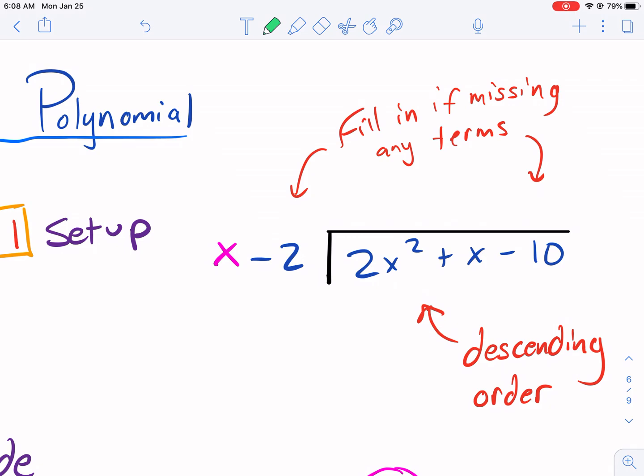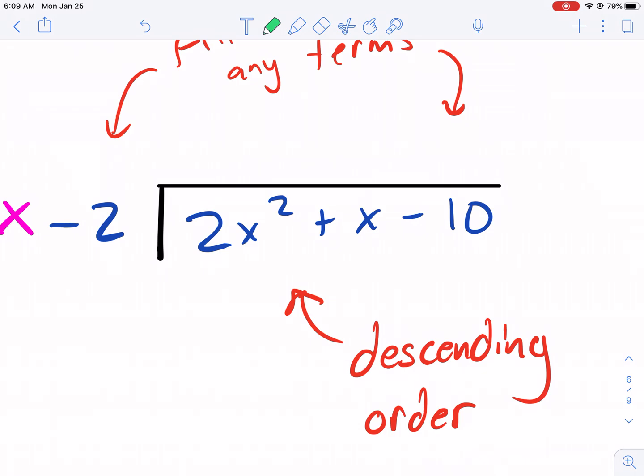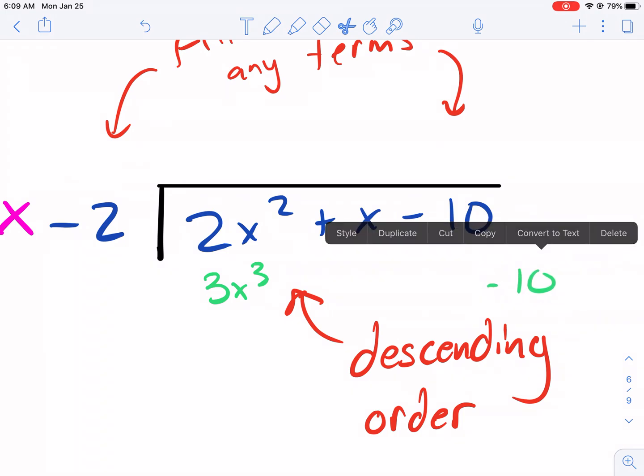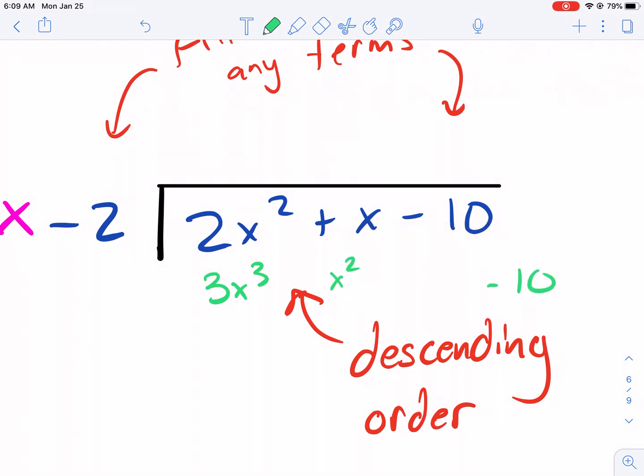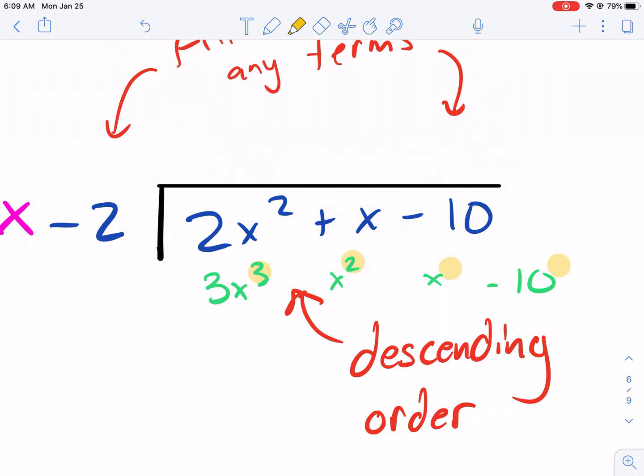Fill in any missing terms if necessary. I know I didn't say that exactly as this is written, but the point is if we're missing terms in standard form. For example, if this were 3x cubed minus 10, we'd be missing our x squared term and our x term. You want every exponent represented: the 3, the 2, the 1, the 0. Okay, x to the 0. So if you start off with x squared, you have to have an x to the first and then an x to the 0. So we're good with this particular setup.